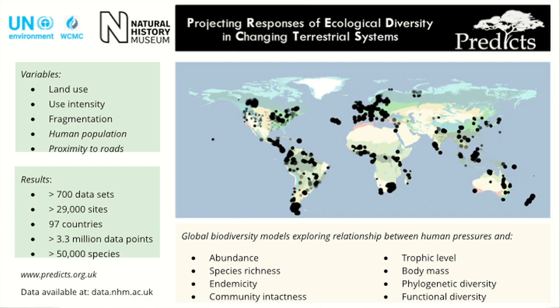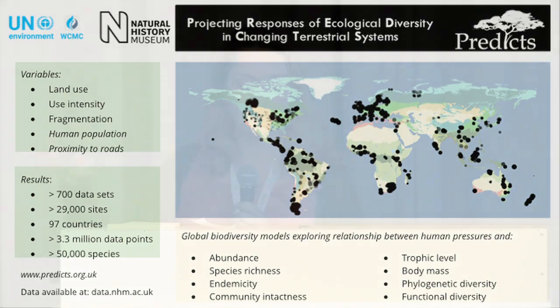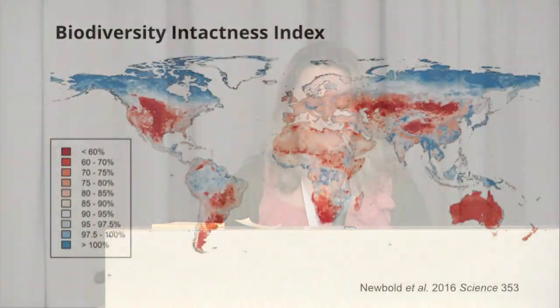Abundance, species richness, endemicity, community intactness. Because we know exactly what the species name is, we can get other things like trophic level, body mass, phylogenetic diversity, and functional diversity. If you're interested in this data set, it's all publicly accessible. You can go to the website, data.nhm.ac.uk, and download it.